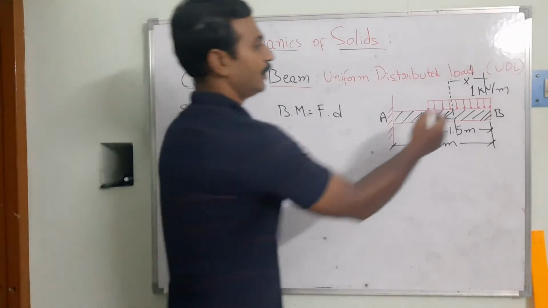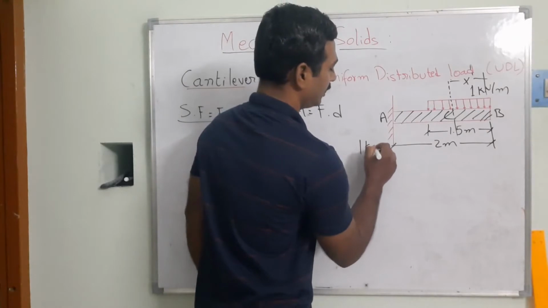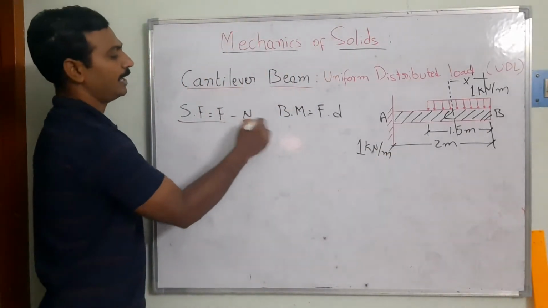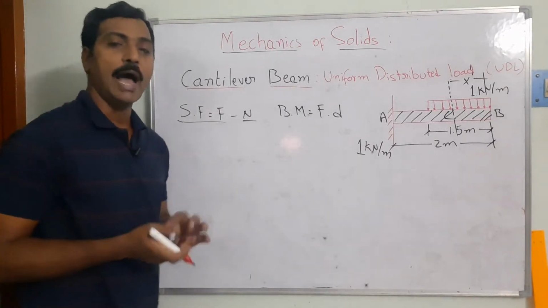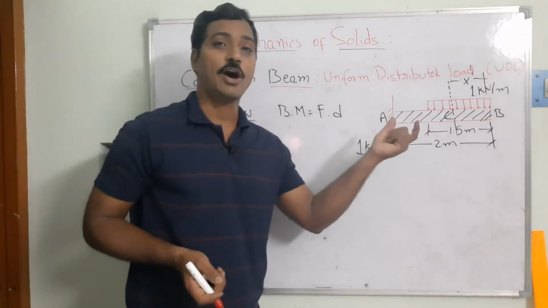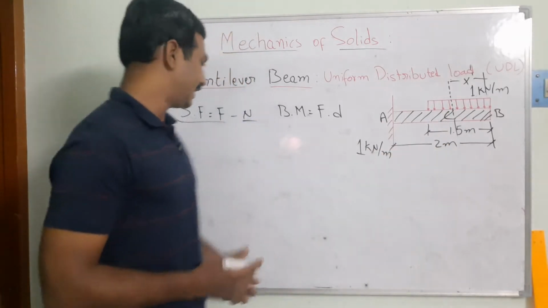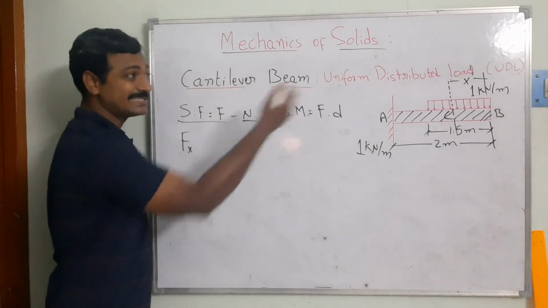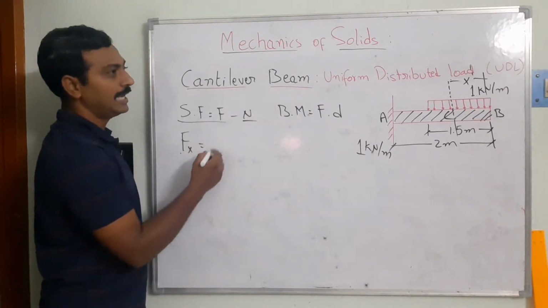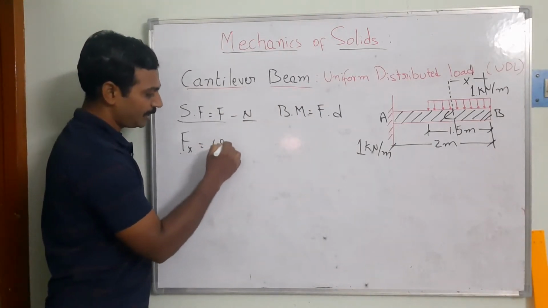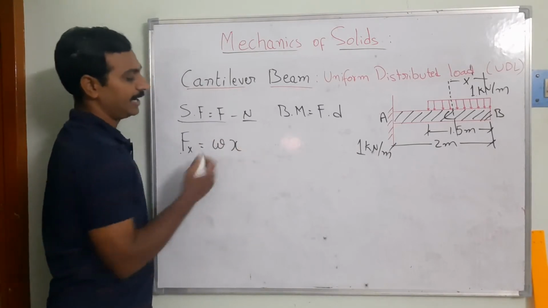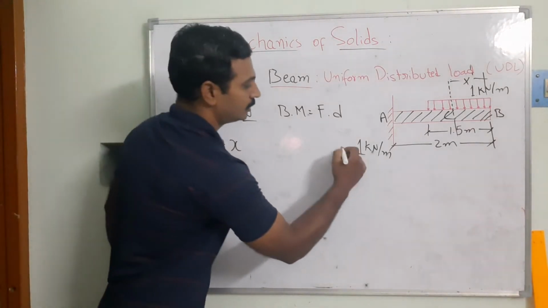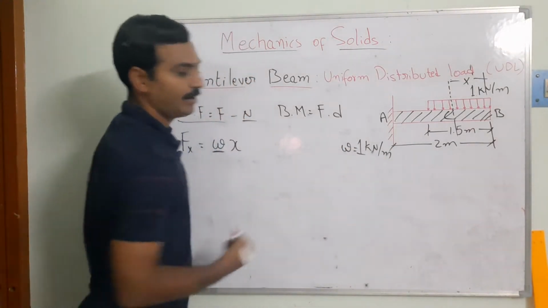We know the load is 1 kilonewton per meter, but when it comes to the shear force, it is available in newtons itself. So I want to multiply by the length of that member. Fx, the shear force at the considered section x, is equal to the distributed load times x. What is the amount of the distributed load here? That is equal to 1 kilonewton per meter.